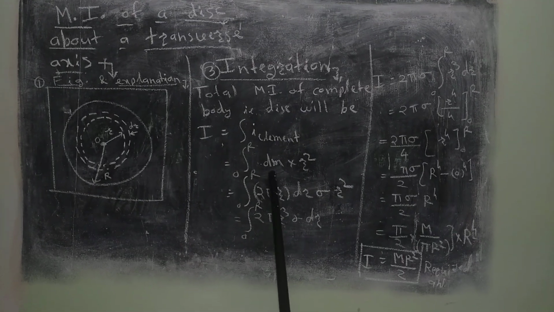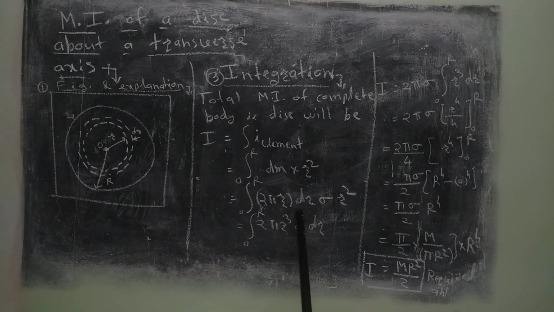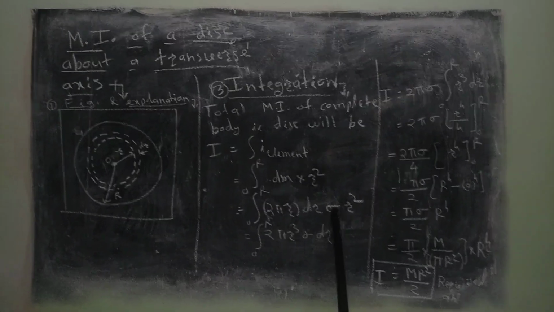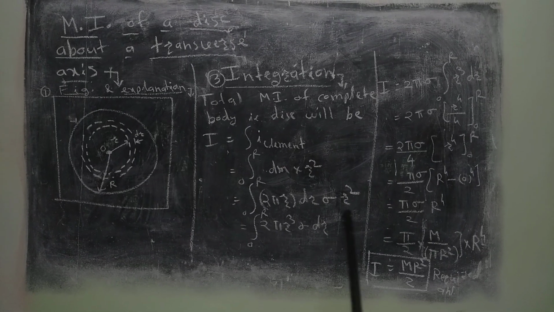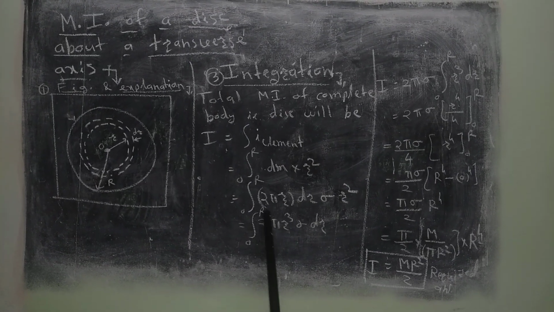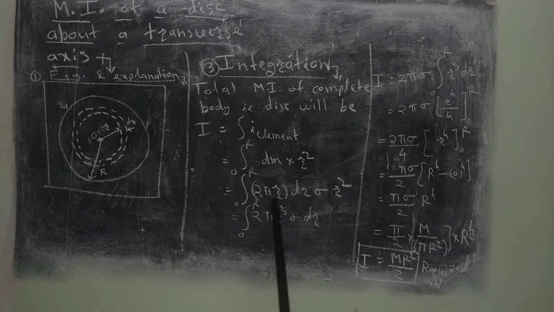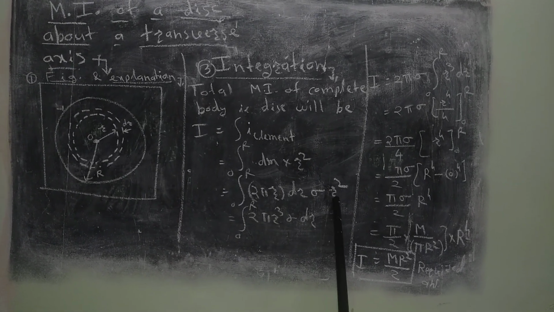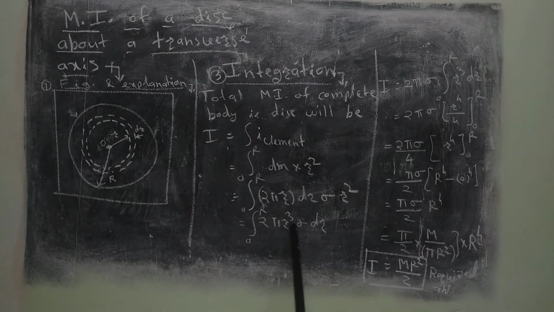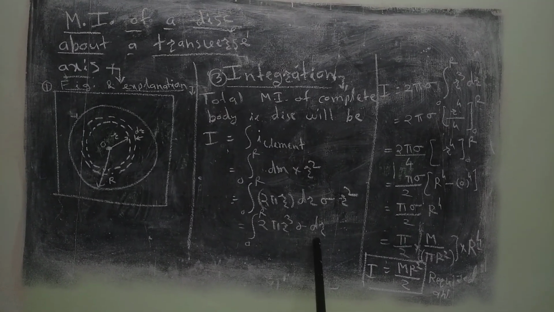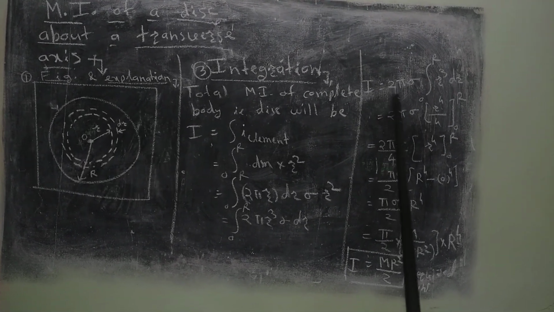So in place of dm we write the circumference, that means twice pi r dr, into the density rho, and this r square, from equation number 3. By the property of integration, we get the integral from 0 to capital R, open the bracket, twice pi r, and this r square, we get r cube. So twice pi r cube sigma into dr. So after this we get I is equal to twice pi sigma.